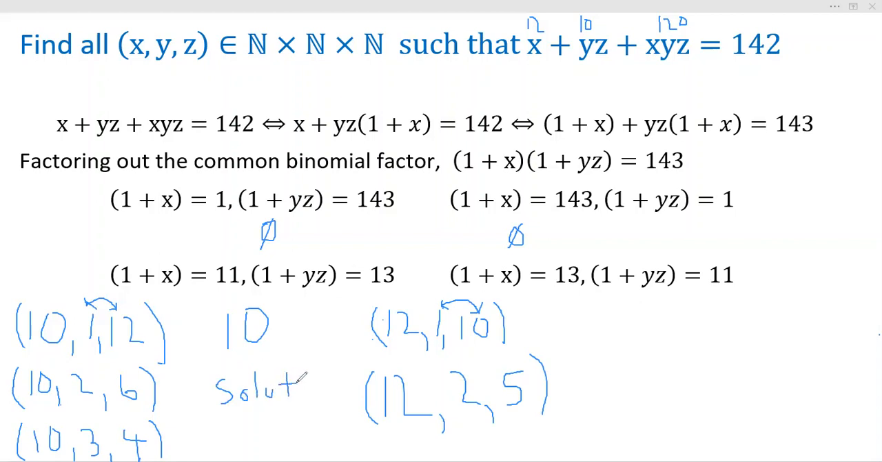You know, this is called completing the product. Simon's Favorite Factoring Trick. SFFT, it's abbreviated that way on the web.